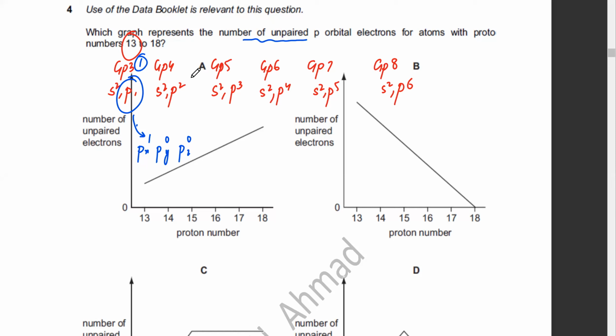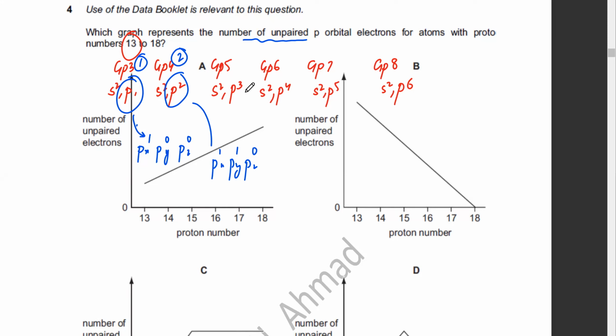What would be p2? If you have p2, then the electronic configuration would be, again, you'll have px, py, and pz, one each. Orbitals are always filled in a single manner first. So one electron over here, one electron over here. So the number of unpaired orbitals is going to be 2.